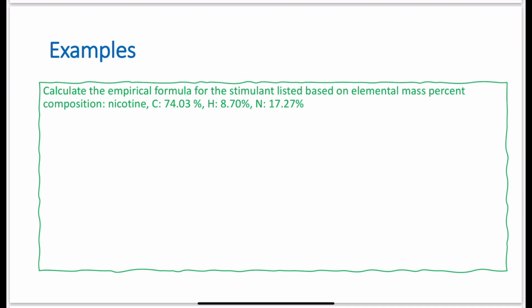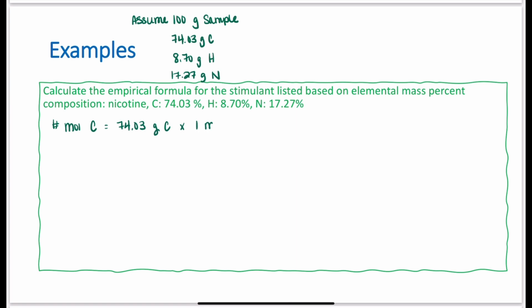Calculate the empirical formula for the stimulant listed based on the elemental percent composition for nicotine. Here I've got carbon, hydrogen, and nitrogen. Again, because we're given percentages, we're going to assume a 100-gram sample. This gives me 74.3 grams of carbon, 8.70 grams of hydrogen, and 17.27 grams of nitrogen. First up, find the moles of each species. I start with carbon just because it's listed first.